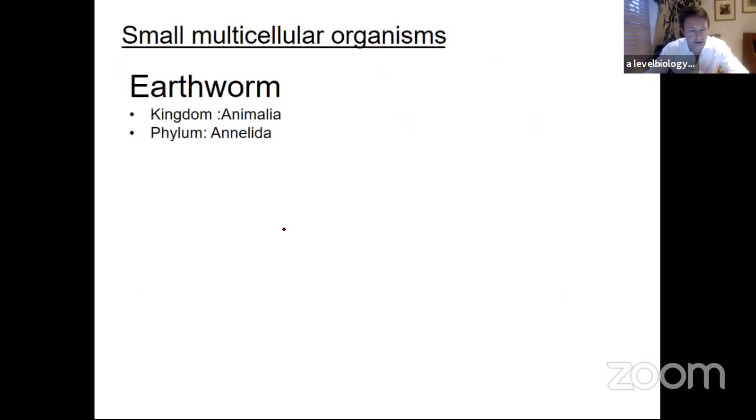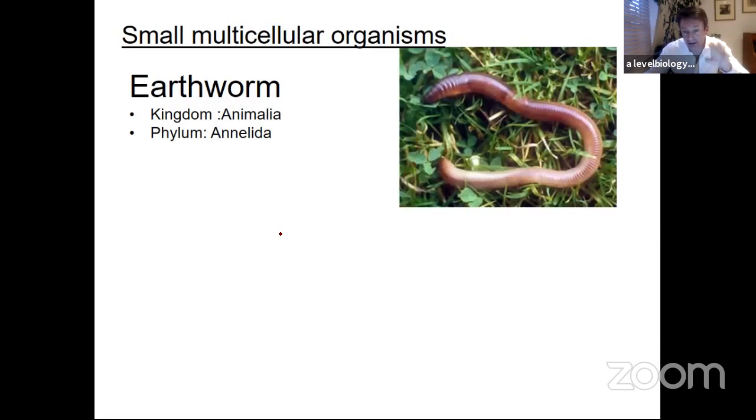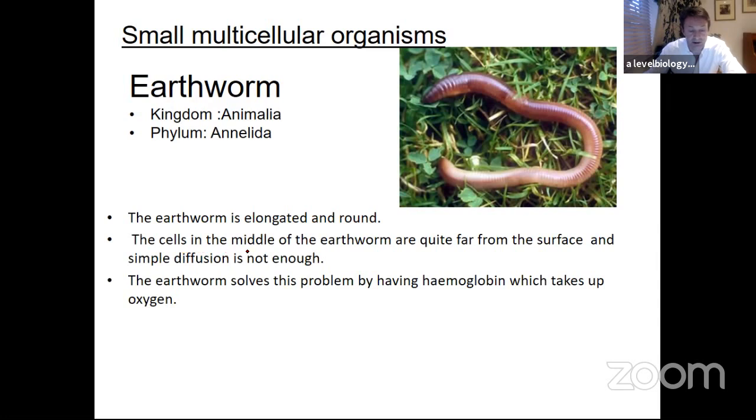Now, when we get to a larger multicellular organism, earthworms are still fairly inactive, and due to their shape, they've got a large surface area to volume ratio. However, the problem is that the cells in the middle of the earthworm are quite a long way from the surface, so simple diffusion is not enough. So the earthworm's got a respiratory pigment that collects oxygen. It's got a system of tubes to pump the blood around, and then it's got a thickened muscular tube, which creates differences in volume, therefore differences in pressure, therefore it pushes the blood around the earthworm.